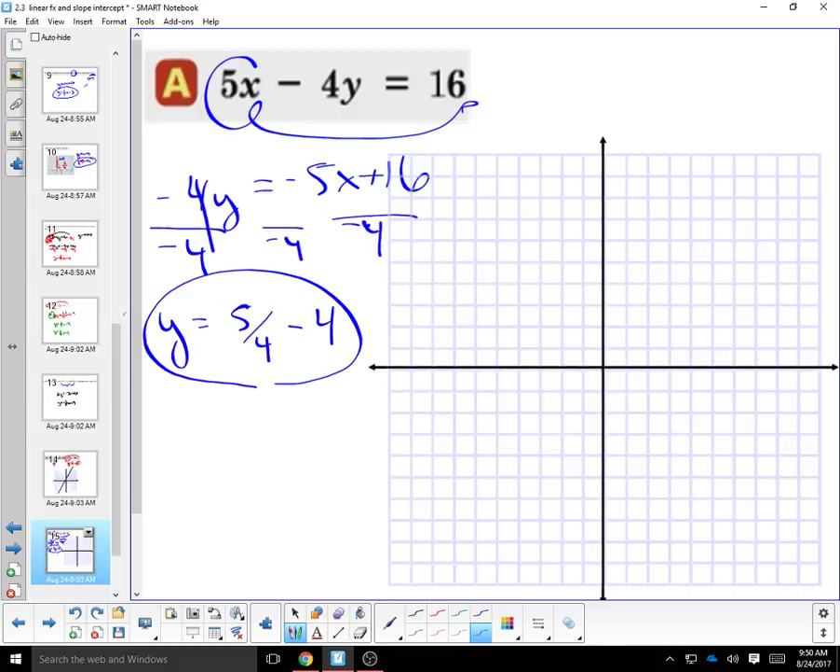Where do I start? 0, comma, negative 4. 1, 2, 3, 4. What do I do at this point?